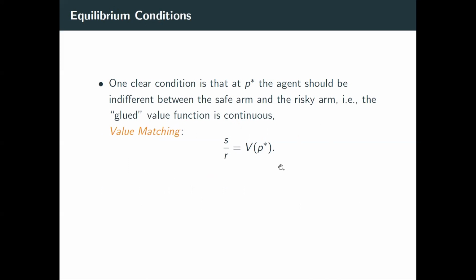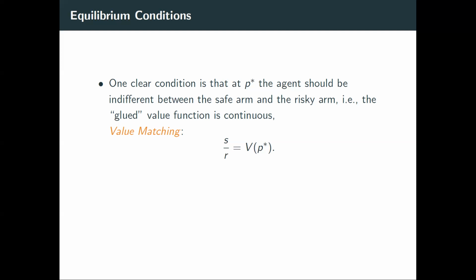So the first condition is always called value matching. It's quite intuitive. The value function should be basically continuous, right? That is, the value from stopping at exactly p star should be the value from continuing with the risky arm exactly at p star, right? Otherwise, because two parts of this value function, they are both continuous, right? One will be above another for a wrong region, right? And therefore it will violate optimality. So the first condition is quite straightforward.